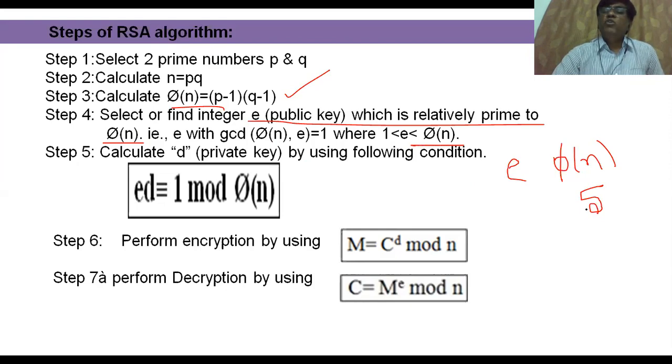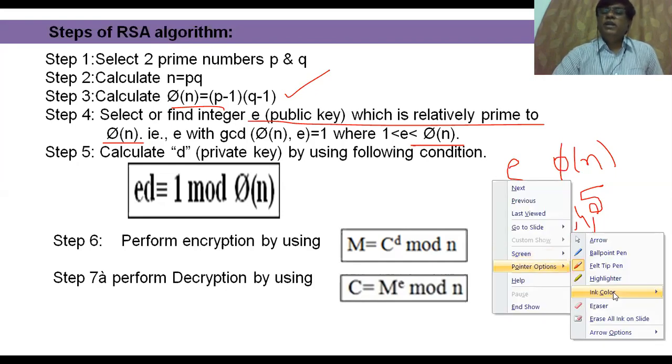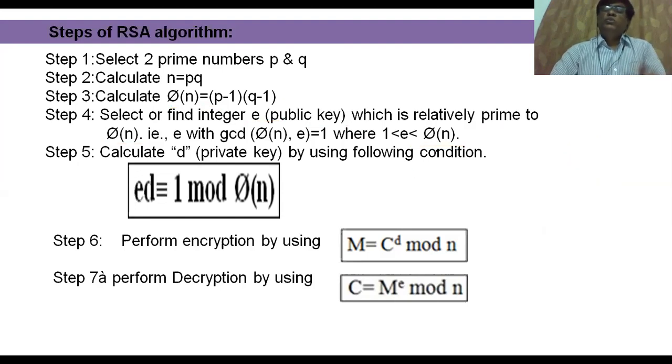That means, what are the co-primes to 5? It is 1 or 2 or 3 or 4. So you can take any value between 1 to 4 for E. Like that, E is any one of the co-prime or relatively prime values to phi N. You can assume any E value which is co-prime to phi N, and it should be less than phi N.